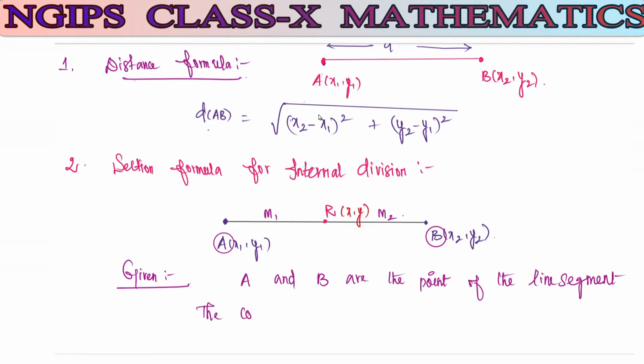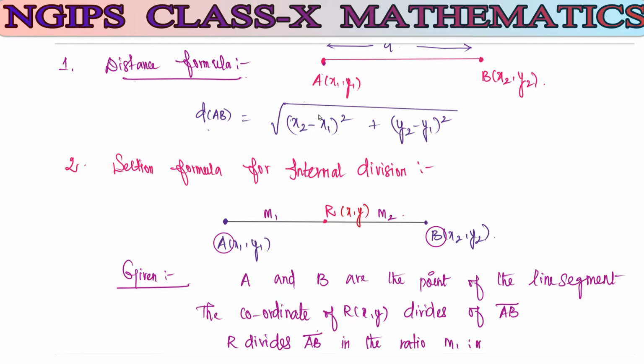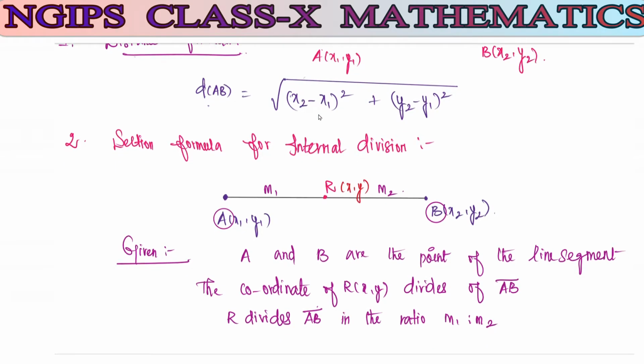The coordinate of R (x, y) divides the line joining AB. Now the next condition: R divides line AB in the ratio m1:m2. So all this is the given conditions.